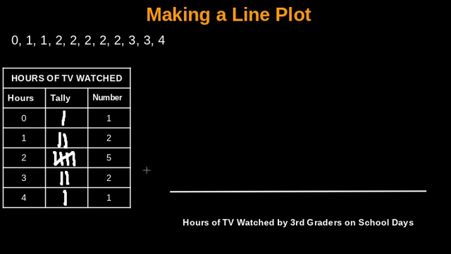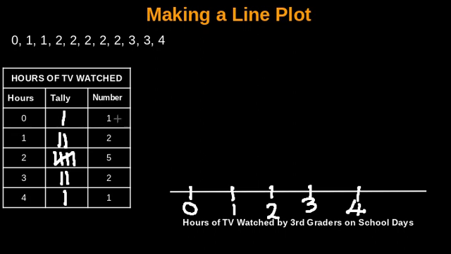It's quite easy. Your line plot needs to have a line first of all. So you have your straight line, and then you label whatever data you have here, in this case the hours of TV watched by 3rd graders on school days. So we have from 0 to 4. We're going to label that: 0 hours, 1 hour, 2 hours, 3 hours, 4 hours, and there we are.